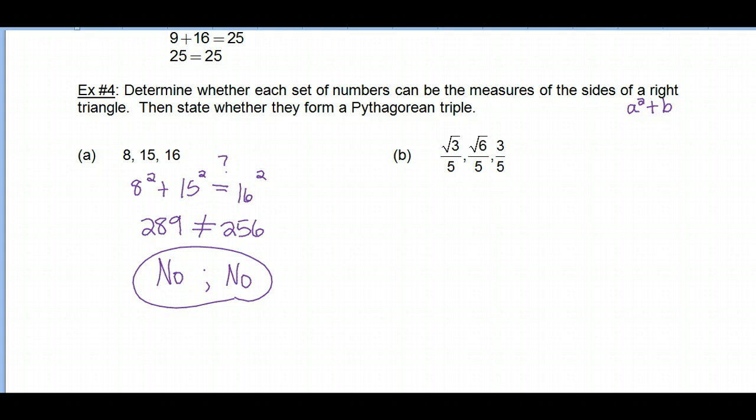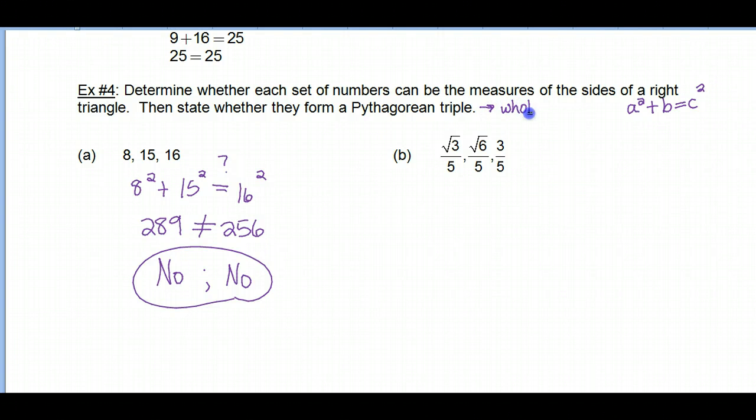So basically, if the first part's no, the second part has to be no. What does the second one mean? Like, what does a no mean? Okay, so the first part is: is it a right triangle? The Pythagorean triple part would be if the first part is yes, and they're all whole numbers. Pythagorean triples are whole numbers.